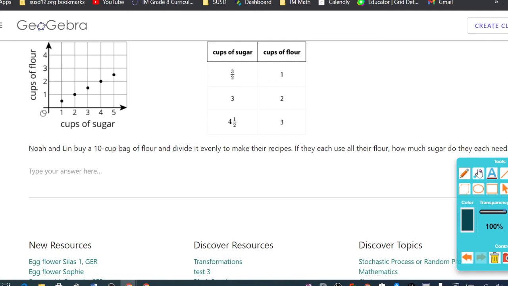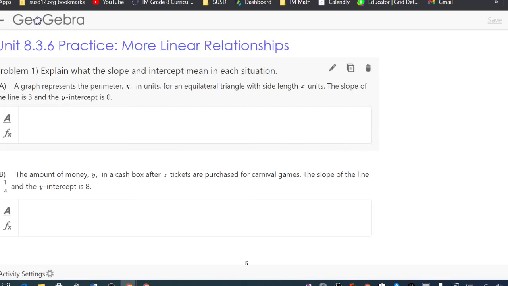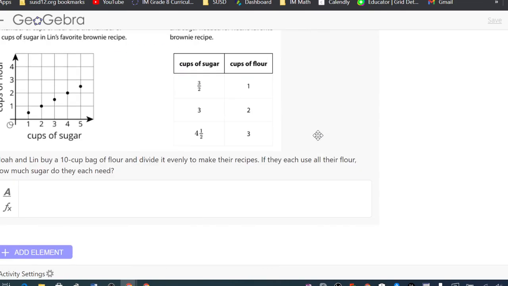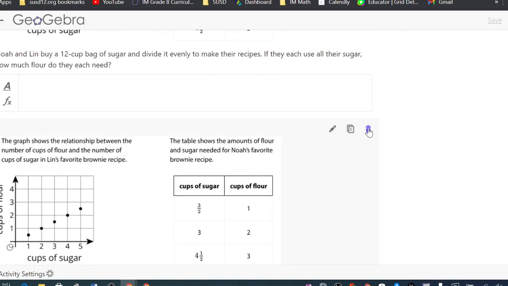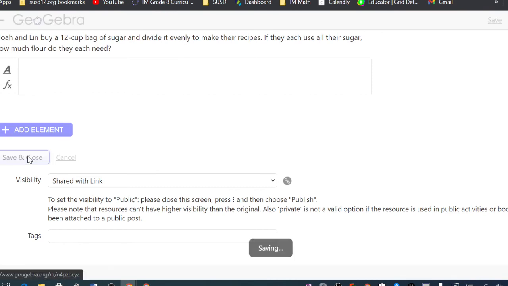You want to see how I do it? I go to Edit Activity. These were made by workers at GeoGebra, but sometimes I find mistakes, so then I go to Edit Activity, and then this was repeated, wasn't it? So I'm going to delete it. Trash. Okay. Save and close.